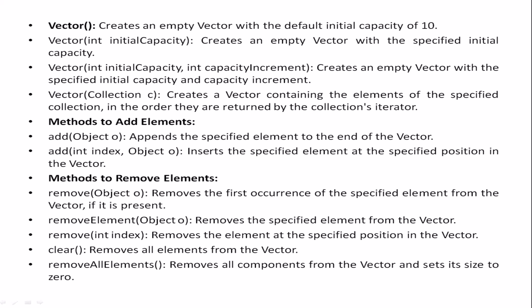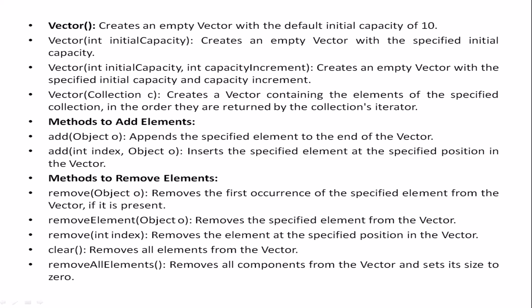Next constructor is Vector(Collection c). It creates a vector containing the elements of the specified collection in the order they are returned by the collection's iterator. Iterator is used to iterate the objects. So it depends on how many collection objects are specified.